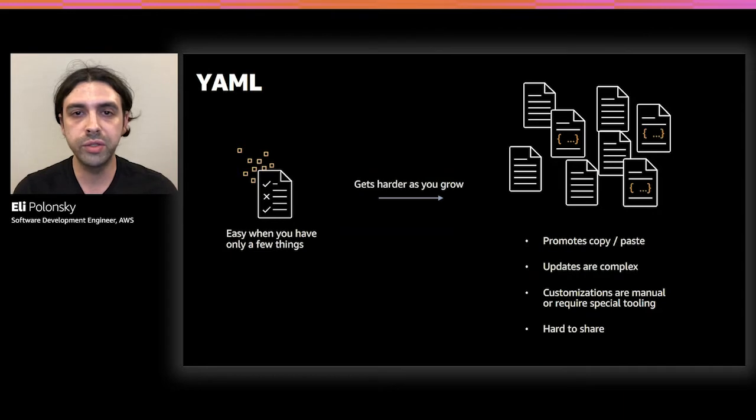Since Kubernetes resources often reference each other, we commonly copy-paste the same value across the manifest. There's also no natural way of consuming other manifests. This promotes extensive copy-paste and makes updates complex and error-prone. YAML is also not configurable, which means that customizing it requires manual work or special tooling. This in turn makes it hard to share and results in a lot of duplicated work.